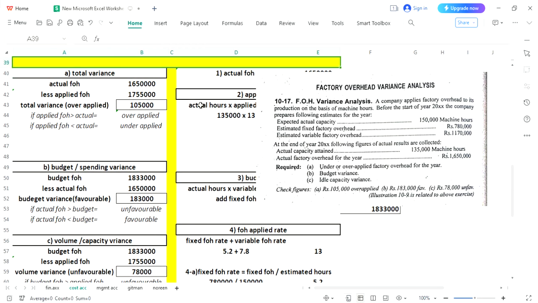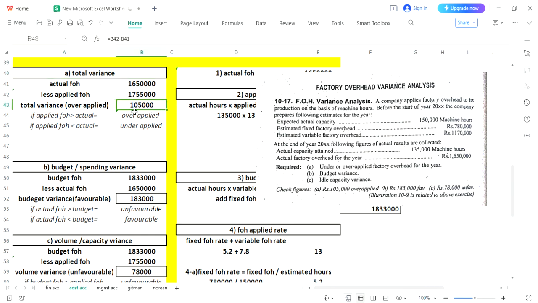On A, total variance, the answer is 1,05,000 over applied. 1,05,000, and you can see over applied is written over here. The second answer was budget variance, which we have decided is favorable, 183,000 favorable, completed. And then the third answer, 78,000 unfavorable. Look at there, 78,000 unfavorable. In this way, we have completed our question.